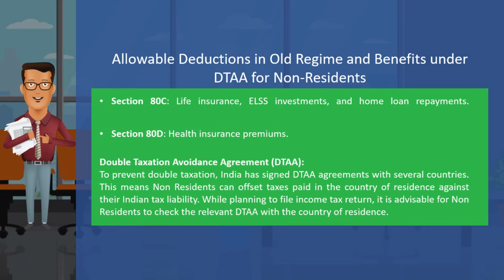Non-residents are also eligible to claim the benefits under Double Taxation Avoidance Agreement, as India has signed DTAA agreements with several countries. This means non-residents can offset taxes paid in the country of residence against their Indian tax liability. However, while planning to file an income tax return, it is advisable for non-residents to check the relevant double taxation avoidance agreements with the country of their residence.